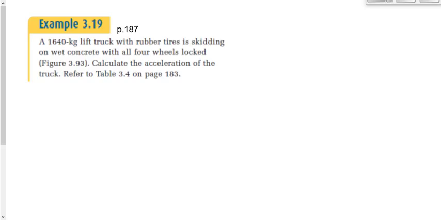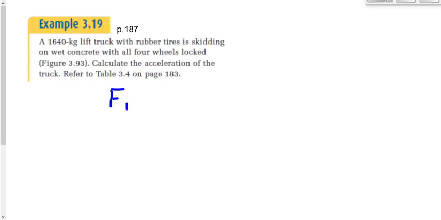And then that's all the examples I want to do with you today. This is a little bit different, easier. I think you're going to find this one easier. This is a 1640 kilogram lift truck with rubber tires skidding on wet concrete. Skidding, what does that mean? It's moving, right? It's sliding. Remember we said kinetic, dynamic, sliding friction? Skidding on wet concrete with all 4 wheels locked. What's the acceleration of the truck?